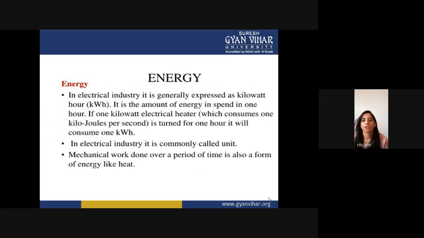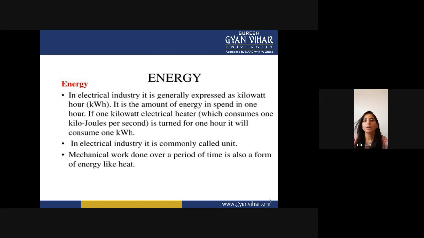So what is energy? In the electrical industry, it is generally expressed as kilowatt hour. It is the amount of energy spent in 1 hour. What do we mean by kilowatt hour? It means you are spending 1 kilowatt of energy in 1 hour. That is 1 kilowatt hour of energy. This is also called 1 unit in terms of electrical engineering.